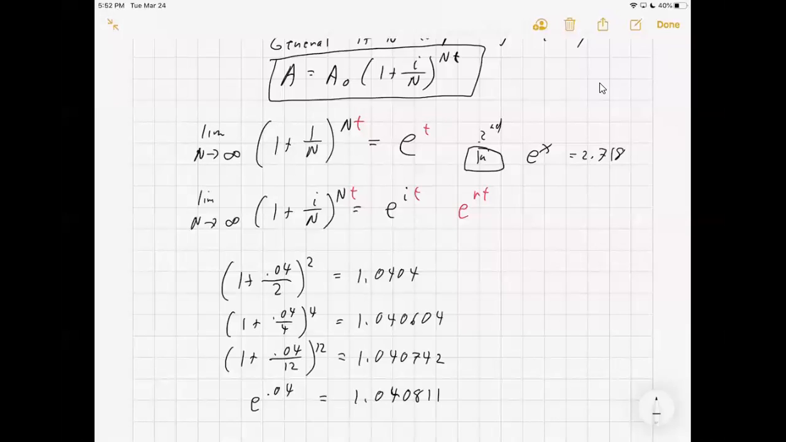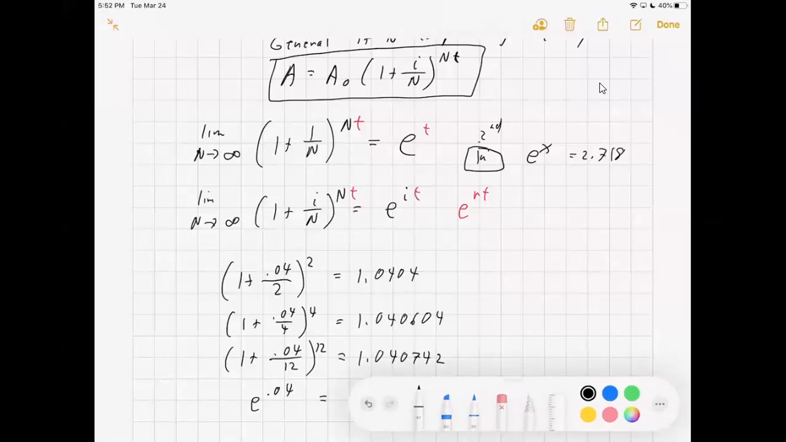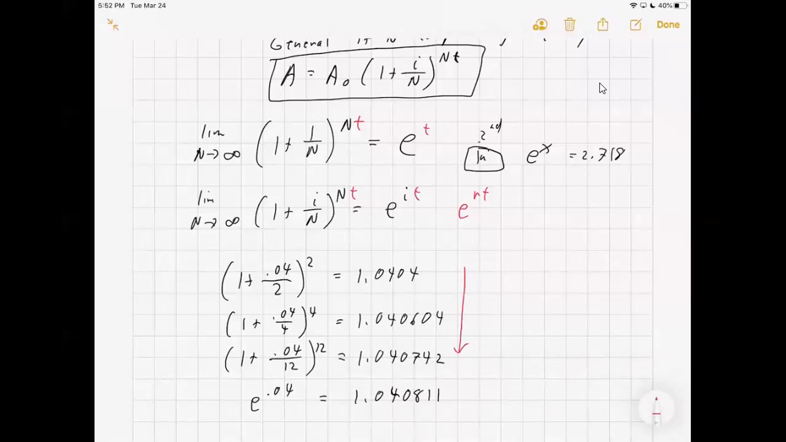Okay, so I've computed the numbers. Now I want you to notice a couple of trends, okay? First of all, as I compound more frequently, this gets slightly larger. Now you may wonder why the bank would want to pay me more money. They want to make as much money as possible.